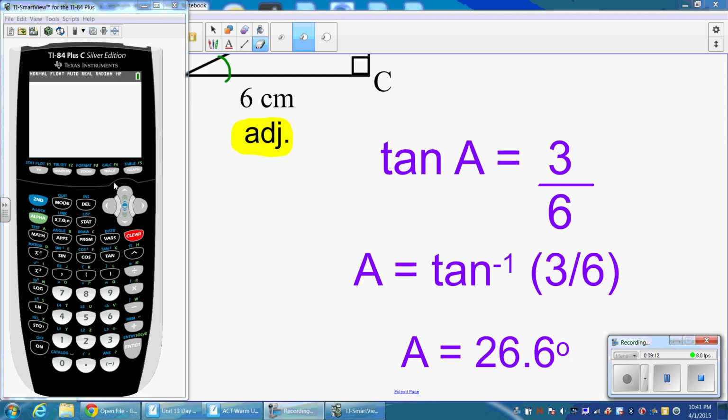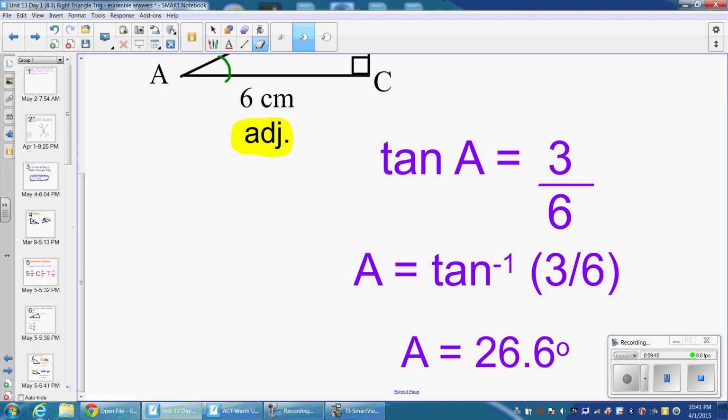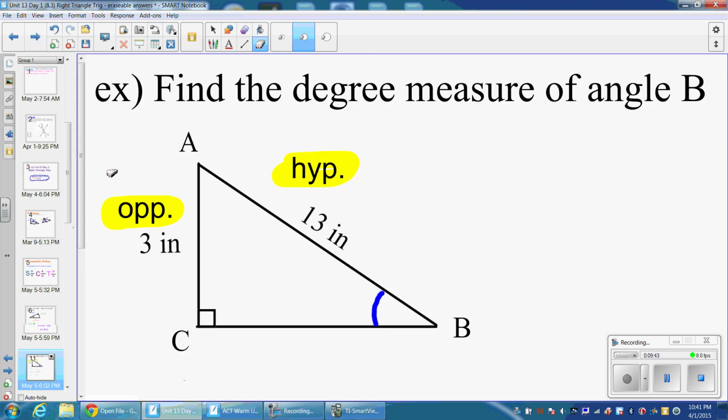All right, I pulled up my calculator so I could show you. So you type second tan, and you get tan inverse of 3 divided by 6. And type that in. Oops, this is when you forget. Check your mode. Mine's on radians. That decimal does not make sense for an angle. Change it to degrees. Second tan of 3 divided by 6. And I get 26.6 degrees. Right, pause the video and try this next one on your own.